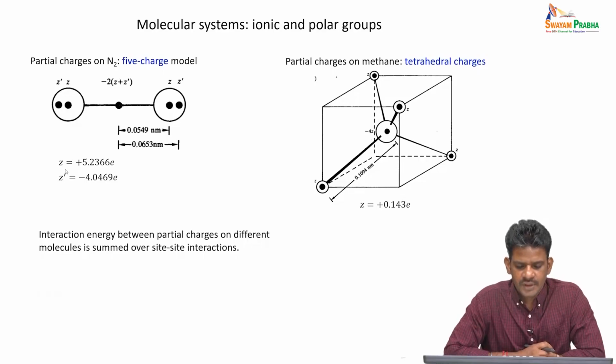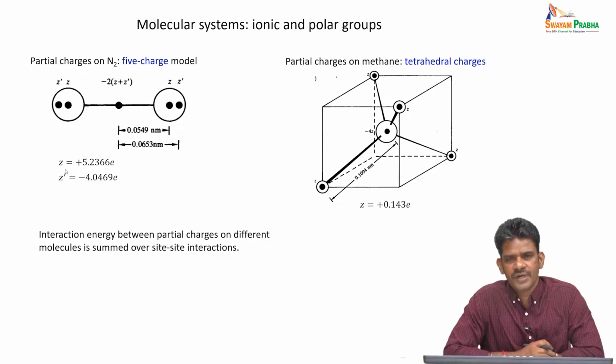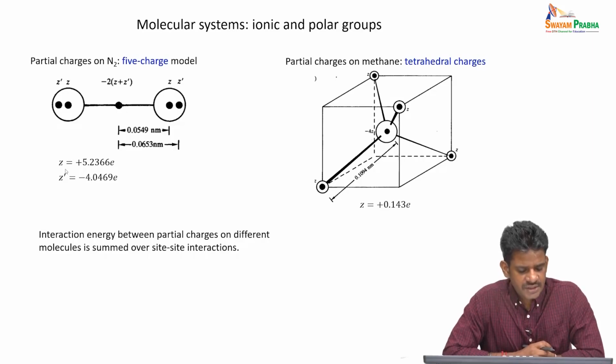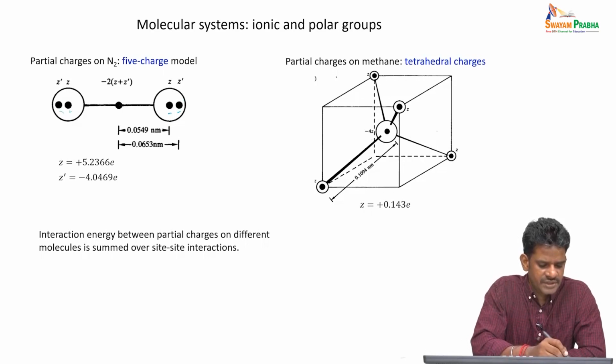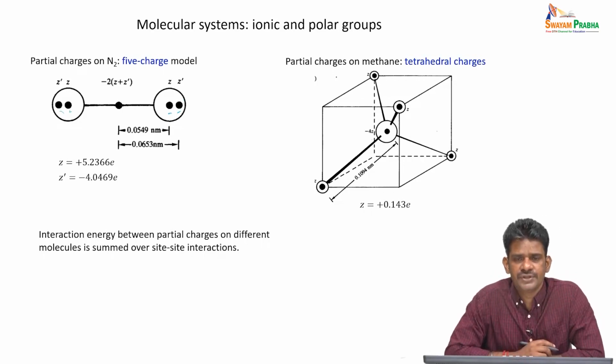And in molecular systems, we also have to worry about how charges are distributed, and these charges may not be very trivial to assign. So we'll have to look at a quantum calculation to see how the charges are distributed around the molecules. Once we have such an idea, then we can assign charges at specific locations, and then we can use Coulombic potential to calculate intermolecular interactions.